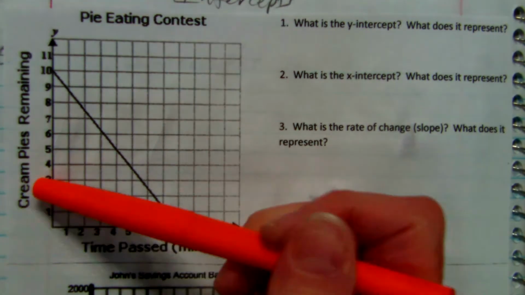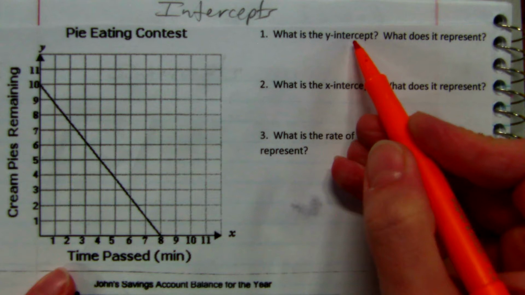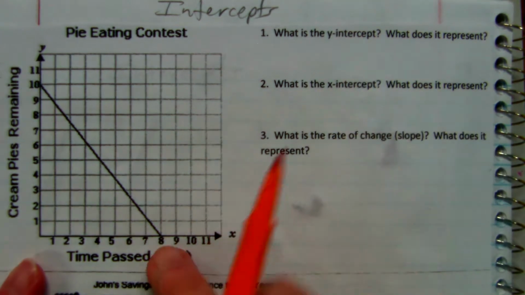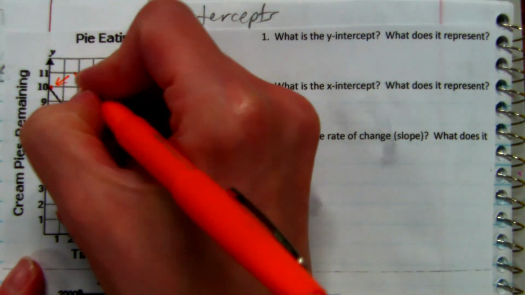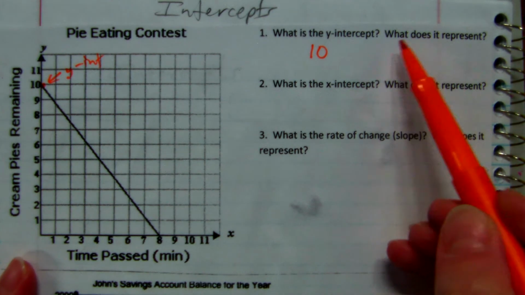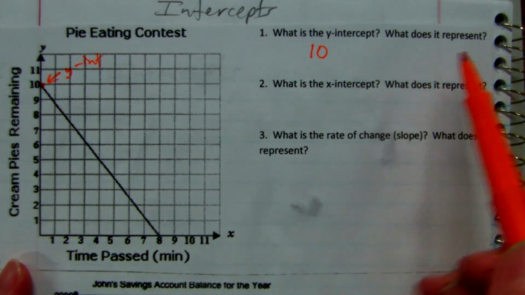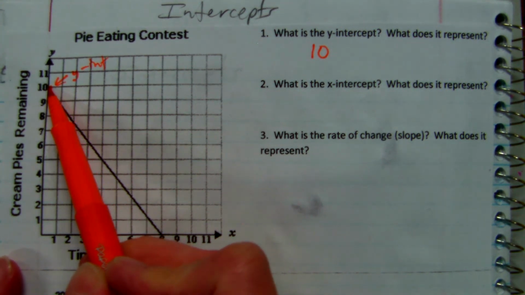Okay, so now we have an idea of what's happening in this. I always look at the graph, the title, and the labels to figure out what's happening before I read the questions, because that means I'll understand the questions a little bit better before I get started. So it starts on number 1. It says, what is the y-intercept? Where is this line crossing the y-axis? At 10. So this right here is my y-intercept. I'm going to say that it's at 10. And then it says, what does it represent? This is sort of the starting point. It's on the y-axis at 10. What does 10 tell us?